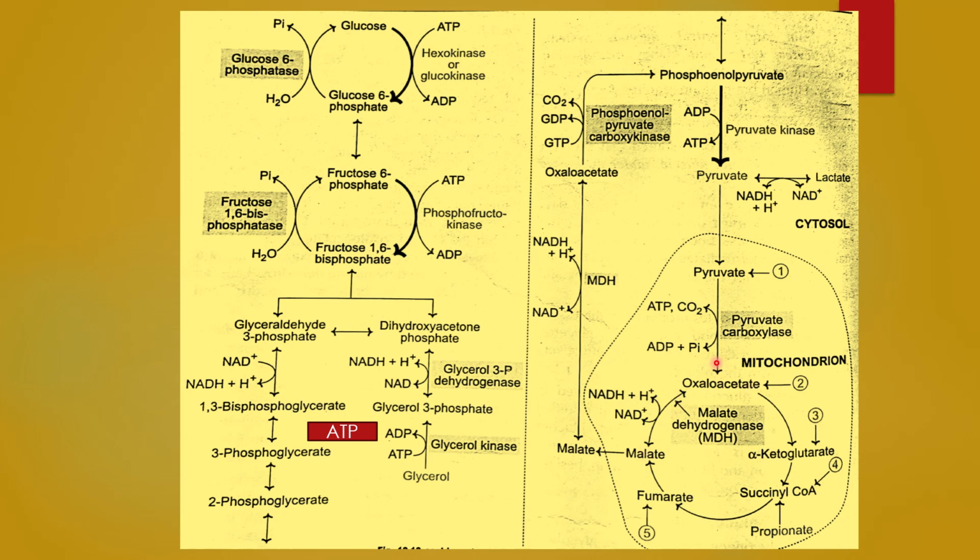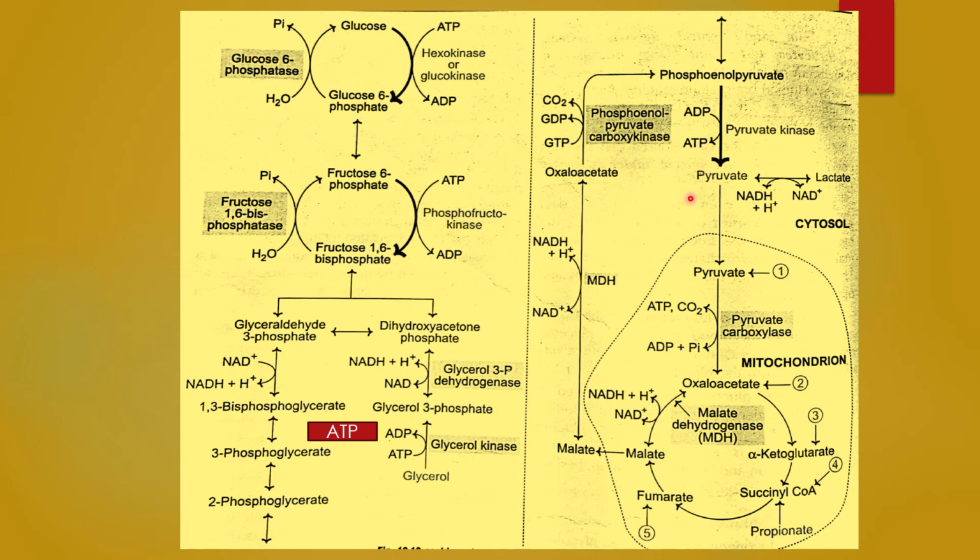Oxaloacetate, you can see this is a reversible step. So oxaloacetate to malate, or any intermediate of the Krebs cycle finally converts to malate, because malate can easily cross the barrier of the mitochondrial membrane. It comes into the cytosol. In the cytosol, again the malate is converted into oxaloacetate. Here NAD is converted to NADH, and this is the malate dehydrogenase enzyme. Then oxaloacetate finally converts into phosphoenol pyruvate. The enzyme is phosphoenol pyruvate carboxykinase.